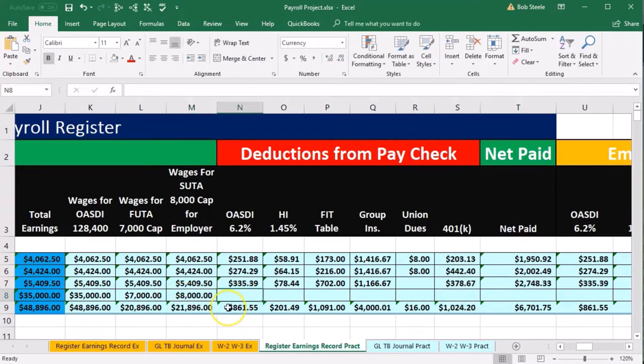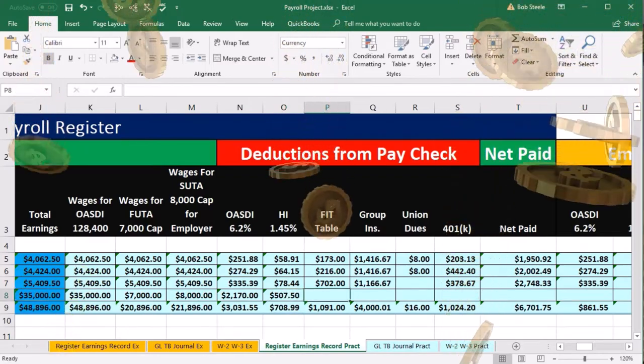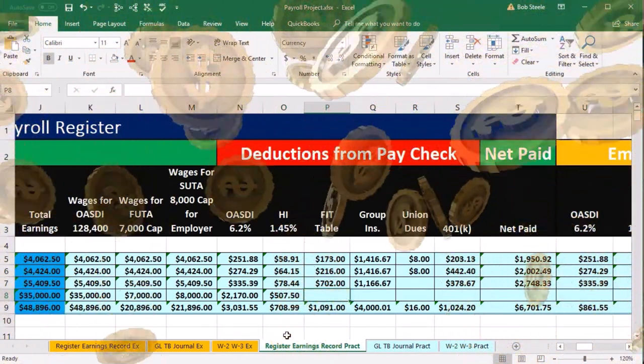And then the Social Security, we can calculate now based on this 35,000. So Social Security equals the 35,000 times 0.062. Medicare equals the 35,000 total earnings times 0.0145. Then we have the FIT, federal income tax.